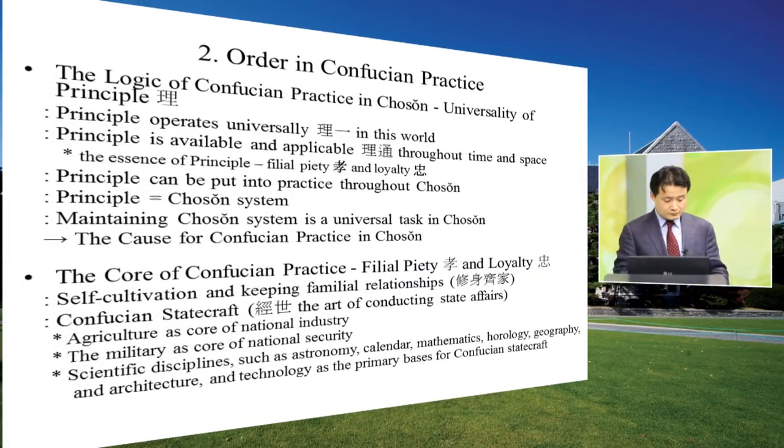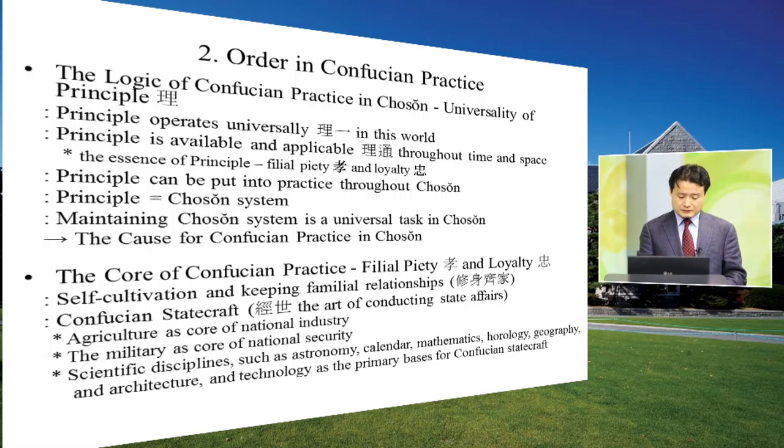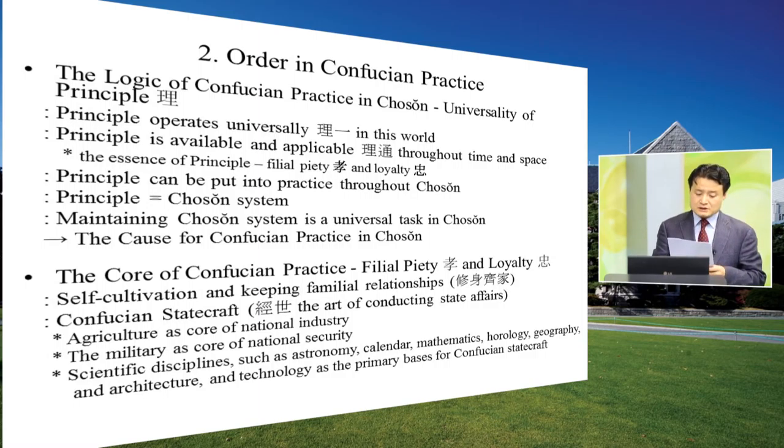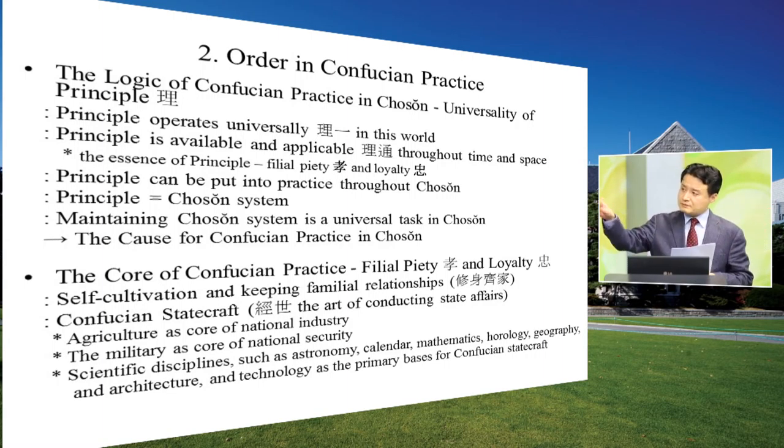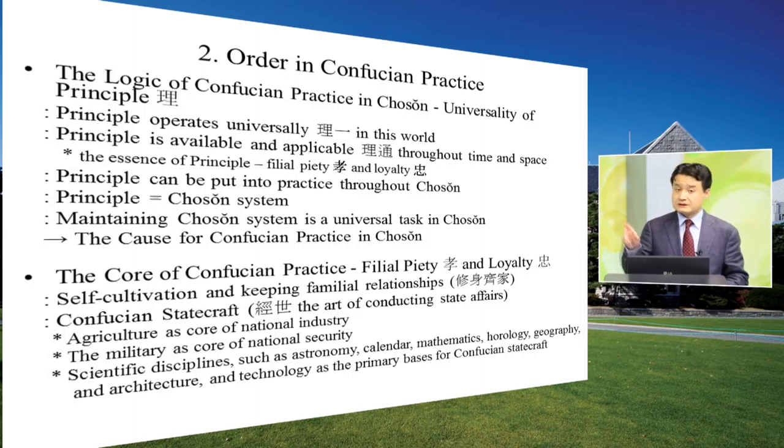The logic of Confucian practice in Chosŏn is based upon universality of principle. Starts from principle, universality of principle. So principle operates universally in this world, everywhere. Principle then is available and applicable throughout time and space. And by the way, the essence of principle is filial piety, hyo, xiao, and loyalty, chung. Go back to principle. So principle is available and applicable throughout time and space.